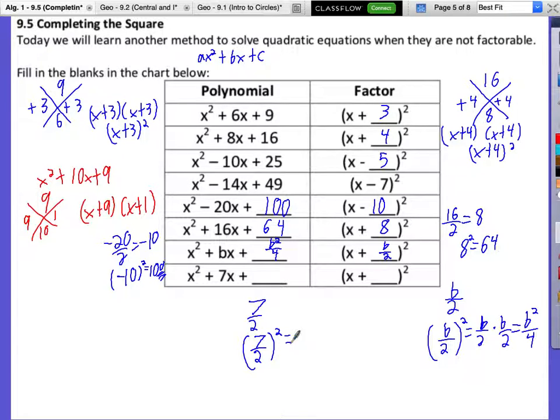So, what would be 7 times 7? So 49 would be on the top, and what would be on the bottom? 4. 2 times 2. So what do we do with this 49 over 4? Put it in this first blank. Okay. And how do we know it goes here? It was whatever b divided by 2 was, right? And it's whatever the square root of our c was.